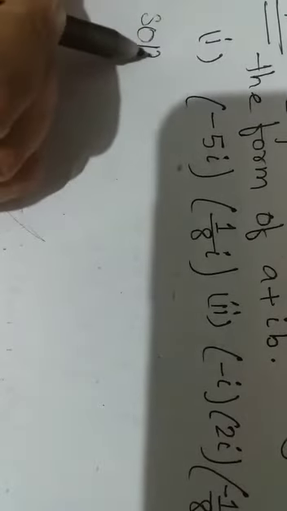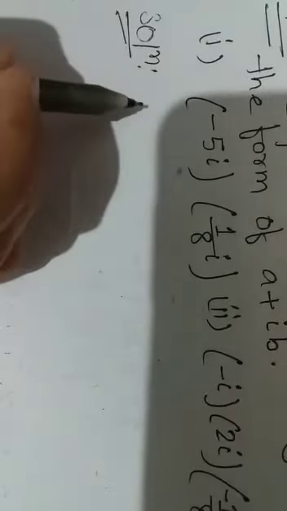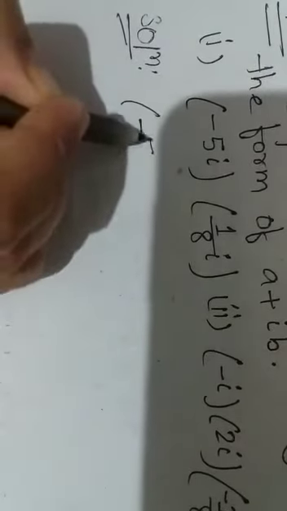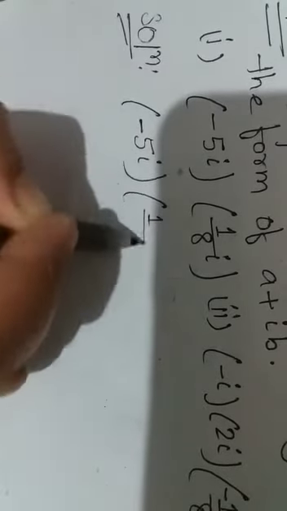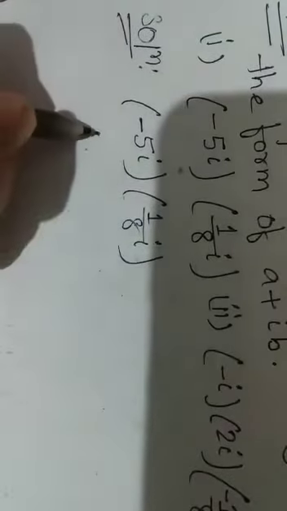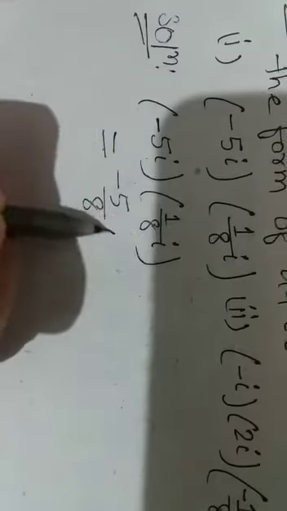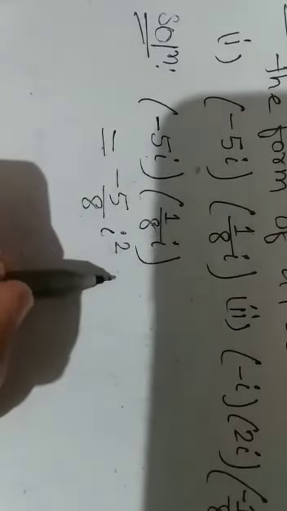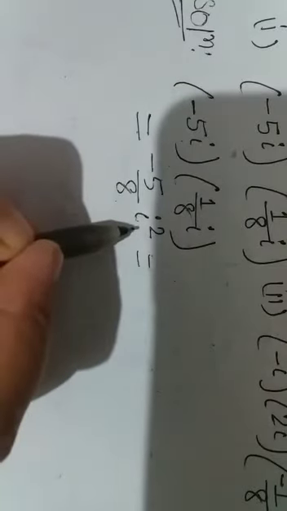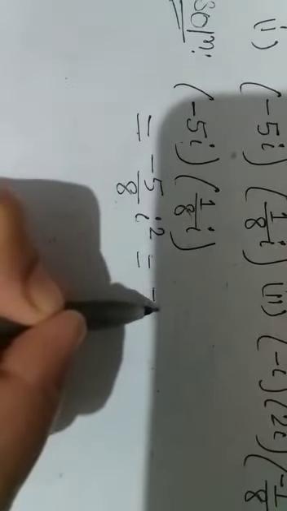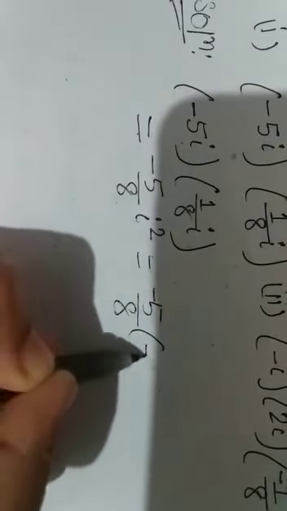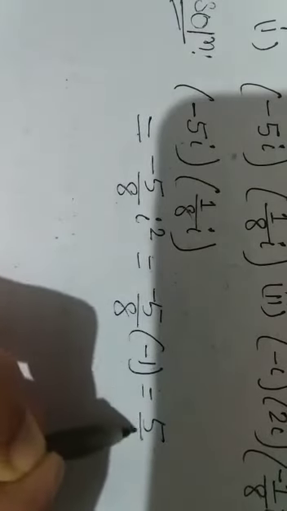So see, for this, let us see our first one, the solution part: minus 5i times 1 by 8i. So this one is very simple. What we will do, directly we multiply. So this becomes minus 5 by 8, and i into i becomes i square, and we have already learned about the power of i. So i square is equal to how much? Minus 1. So we will write minus 5 by 8 times minus 1. So this becomes 5 by 8.